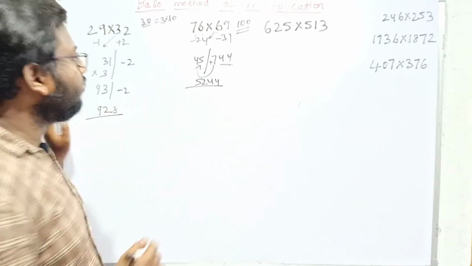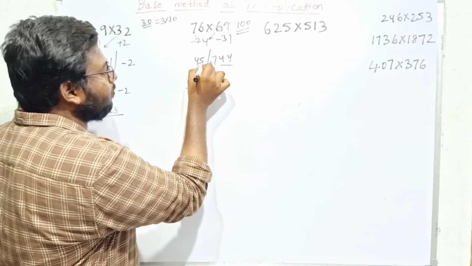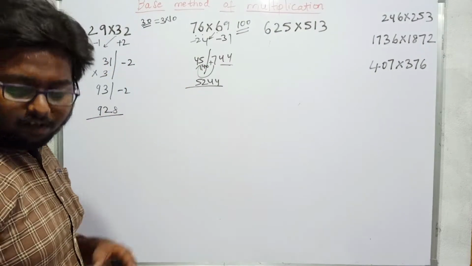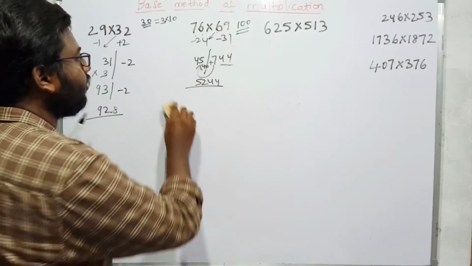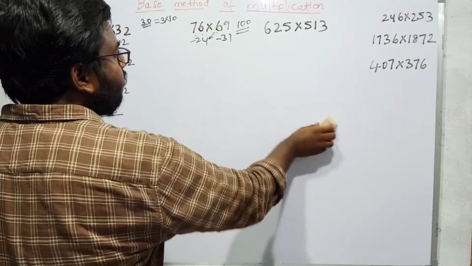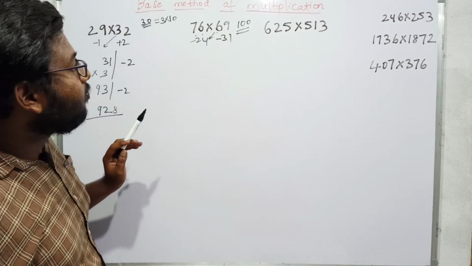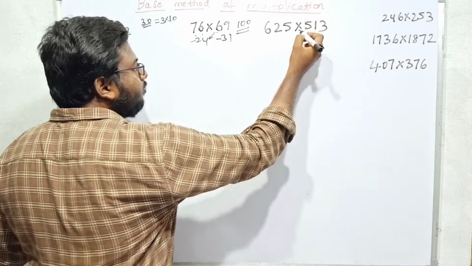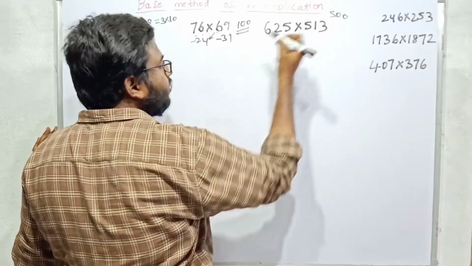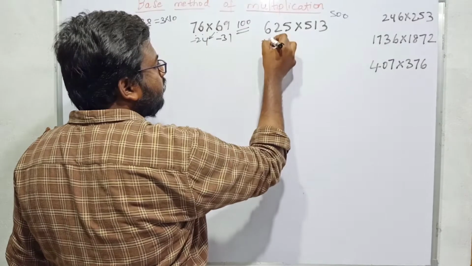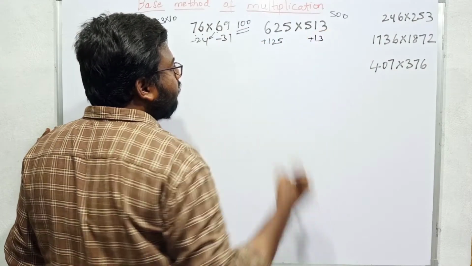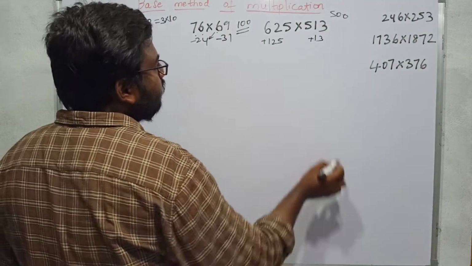If you don't have clarity on this, since we are calculating on base number 100, you can simply multiply this with 100, 4500 plus 744, then you will get this result only. So if you have to calculate 625 into 513, if I observe this clearly, this is nearer to the base number 500. So how much more than 500? This is plus 125 more than 500. This is plus 13 more than 500. So let us calculate this.